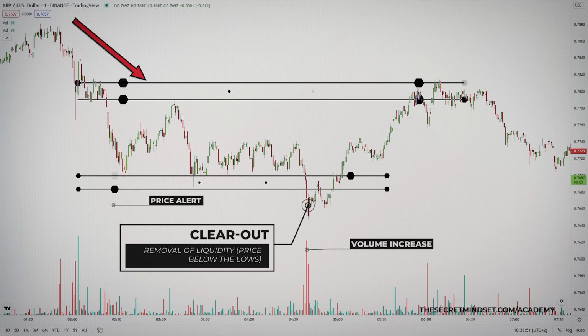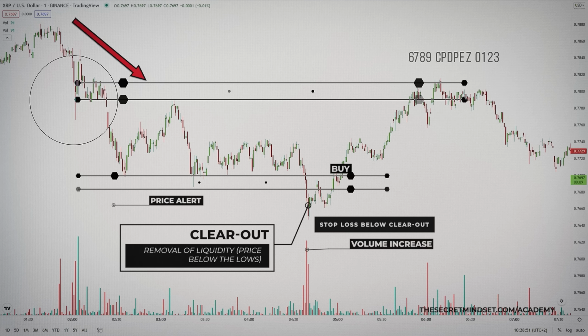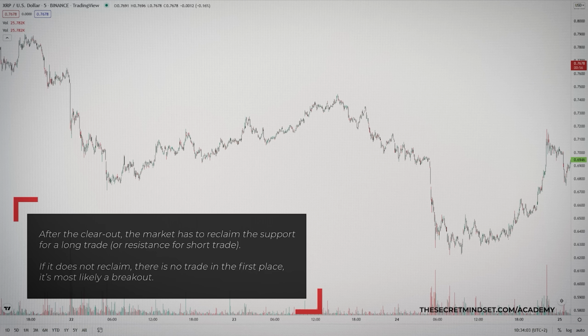So after the liquidity clearout, an important sign should be the volume. The volume traded was the highest 1-minute volume candle inside the whole price structure, as price quickly reclaimed support and then pushed higher. This was a good moment to open a buy position, with a stop loss below the most recent low. A key component for trading the clearout is that it has to reclaim the support for a long trade or the resistance for a short trade. If it doesn't reclaim, there is no trade in the first place.